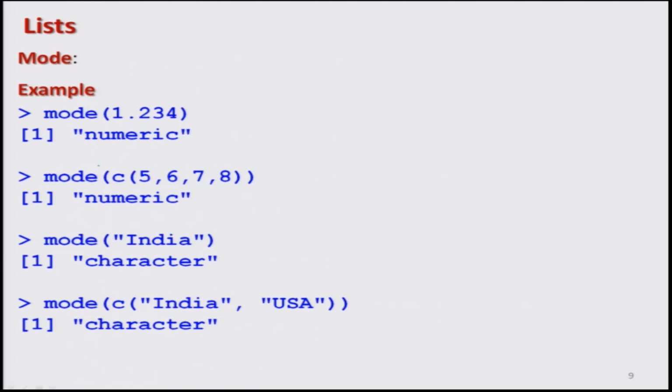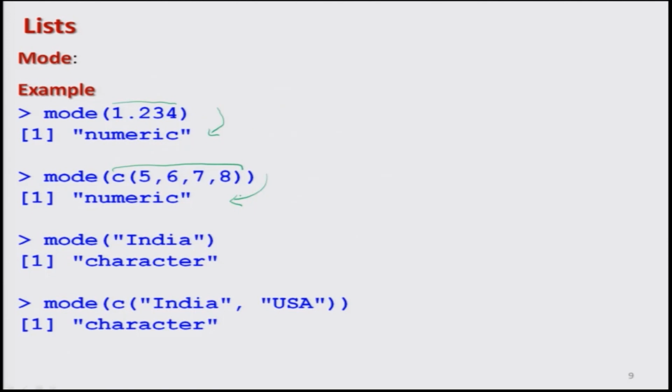For example, I am trying to take the same example that I have given in the table. When I want to find out the mode of 1.234, as soon as you enter it here, you will get numeric. Similarly, if you try to find out the mode of a vector which has 4 values, 5, 6, 7, 8, all numbers, then this comes out to be numeric.